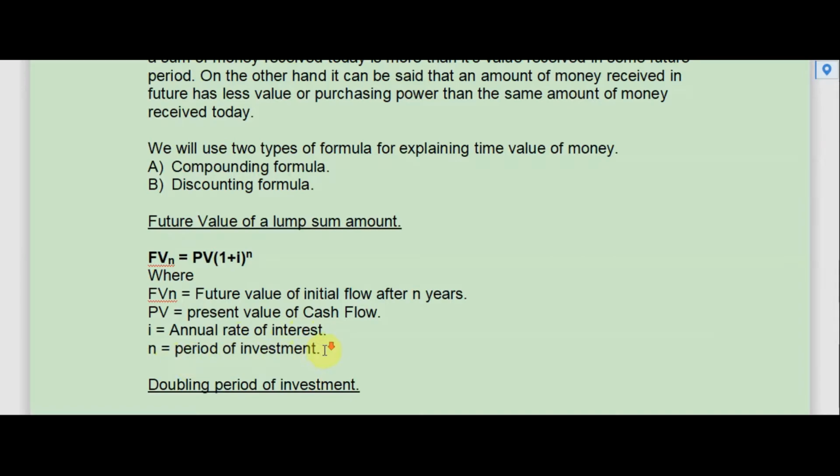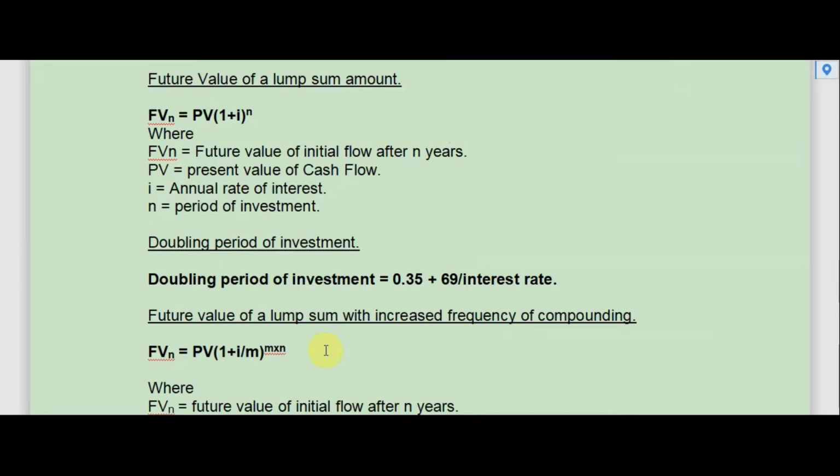n equals the period of investment. Now let's come to the formula for computation of the doubling period of investment. This is a very crude formula. Doubling period of investment equals 0.35 plus 69 divided by interest rate.